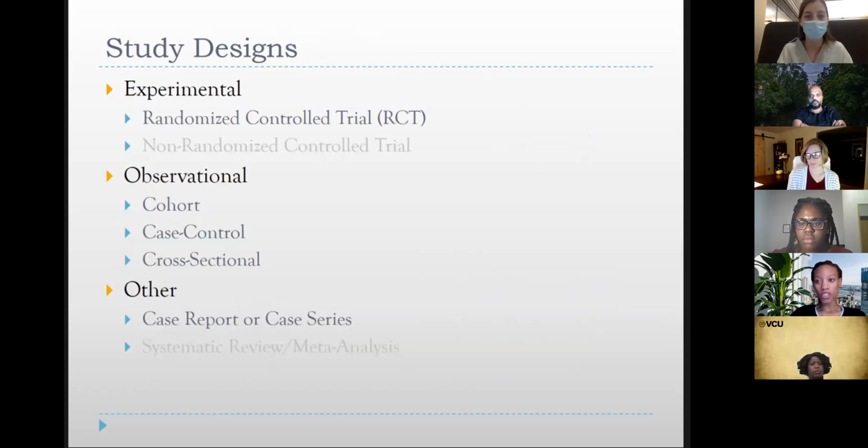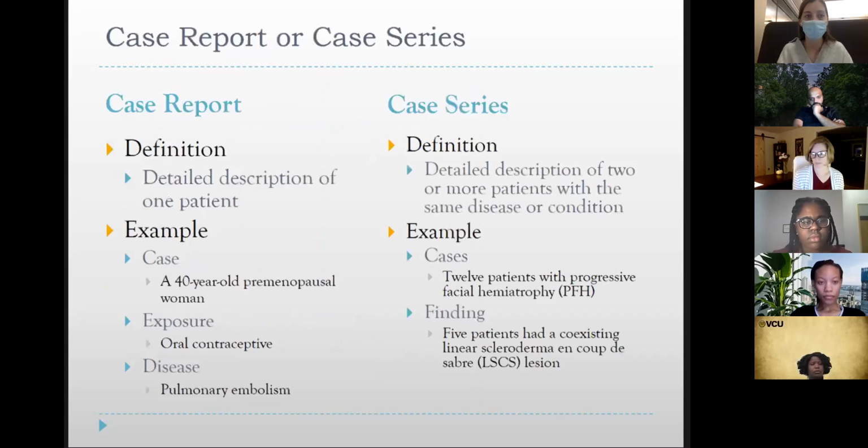And those are case reports or case series. And then I'll talk about the experimental and observational study designs. So for case reports or case series, case reports are simply detailed descriptions of one patient.